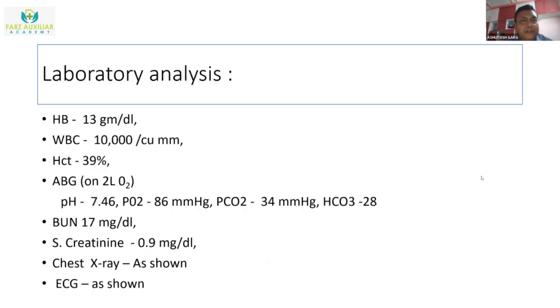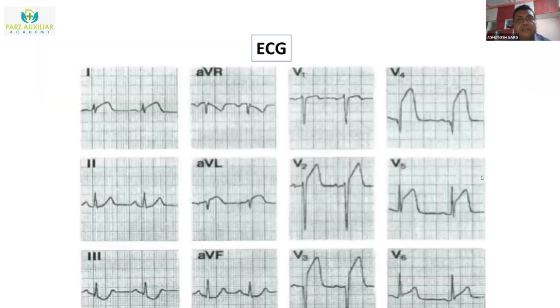His laboratory values were hemoglobin 13 gram per deciliter, WBC 10,000, hematocrit 39%, ABG on 2 liter of oxygen: pH 7.46, PO2 86, and PCO2 34 millimeter of mercury, bicarb 28, BUN 17 milligram per deciliter, creatinine 0.9 milligram per deciliter. Chest X-ray and ECG in coming slides. This was the ECG. Can anybody tell me what is the interpretation of this ECG?